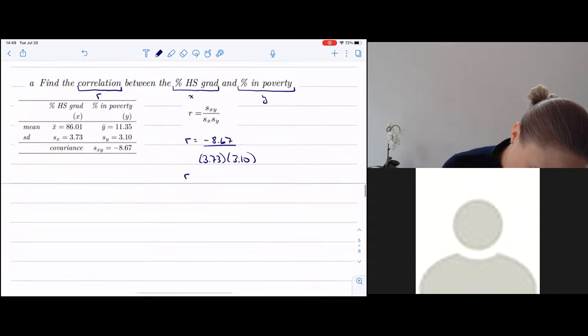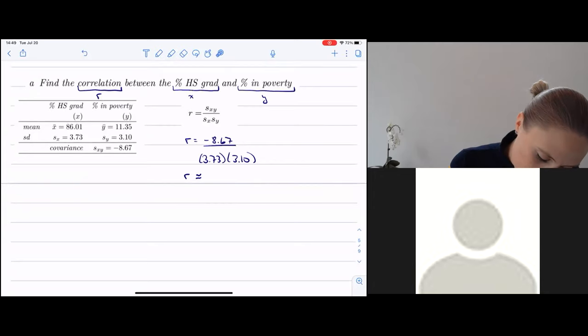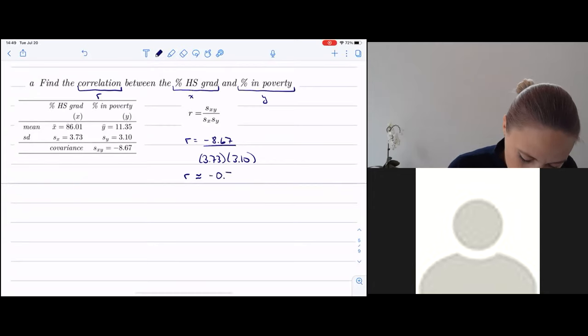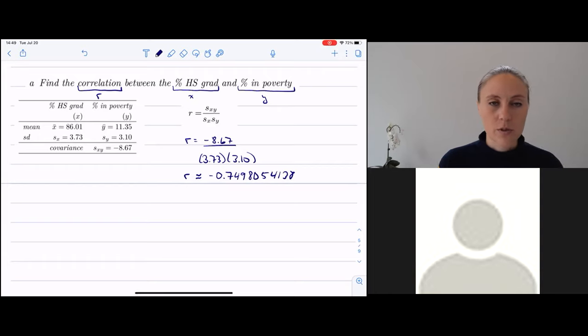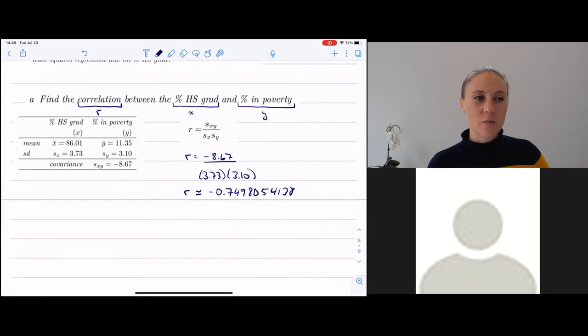So once I calculate this out, I'm going to get a decimal approximation, and I guess I better do it here. Negative 8.67 divided by, and you want to make sure that you multiply these before you divide them into negative 8.67, but hopefully you're comfortable with that. And I'm getting a correlation of roughly negative 0.4980545438. Of course, it keeps going, but my calculator kind of gaps out there. It doesn't say how many decimal places.